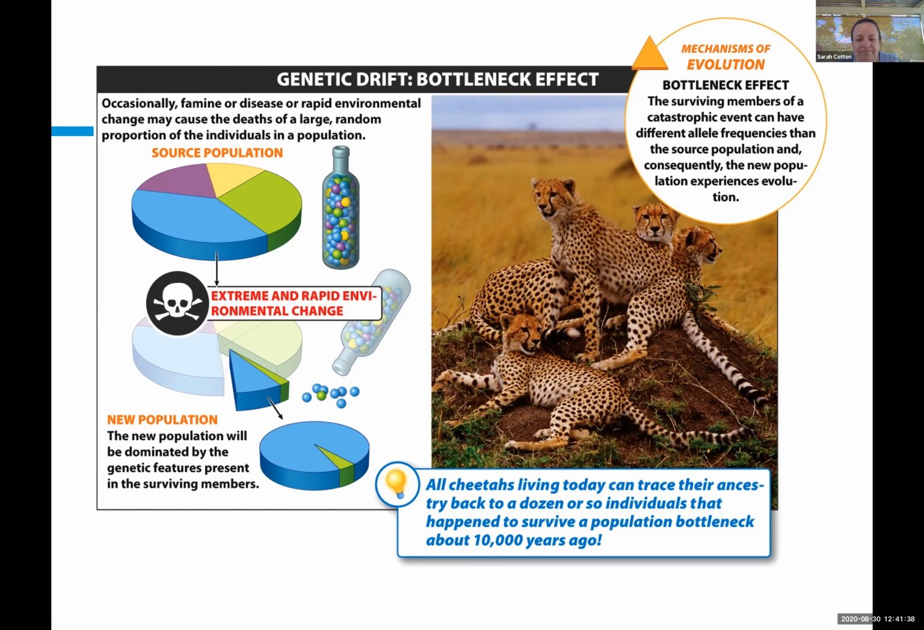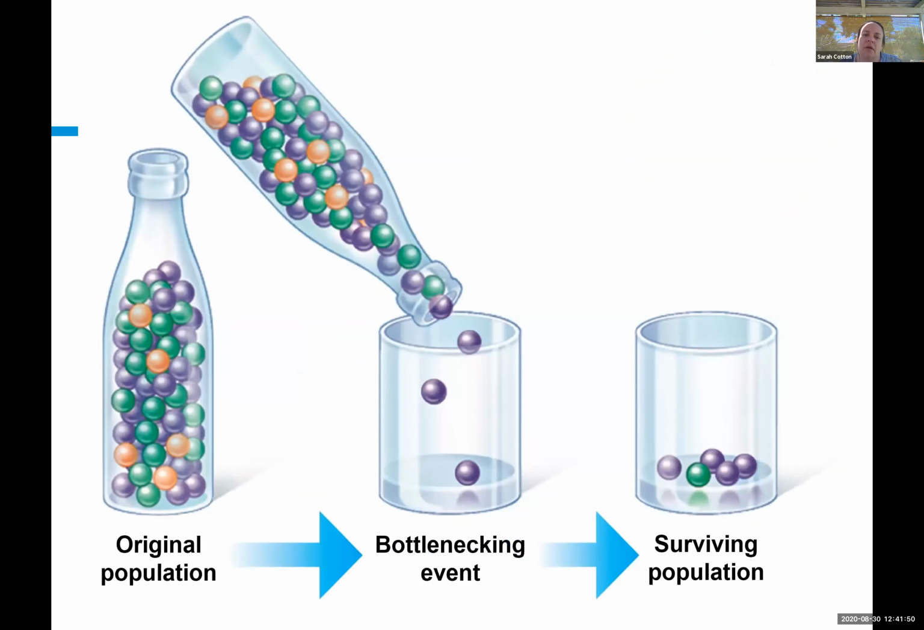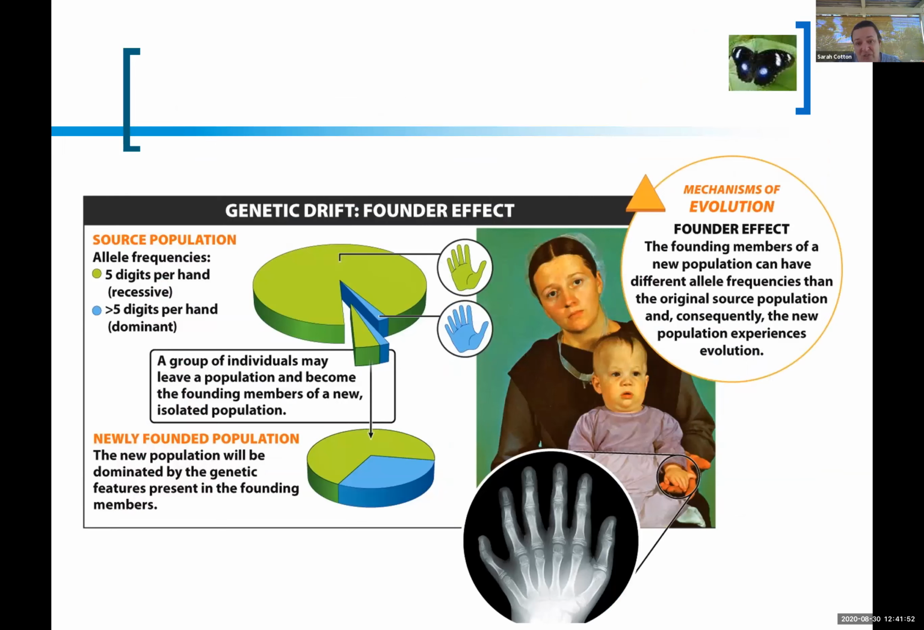Okay. So anyway, population bottleneck that happened about 10,000 years ago. So bottlenecking is simply one type of genetic drift. Another type of genetic drift is the founder effect. So the founder effect is pretty interesting. Same idea, right?